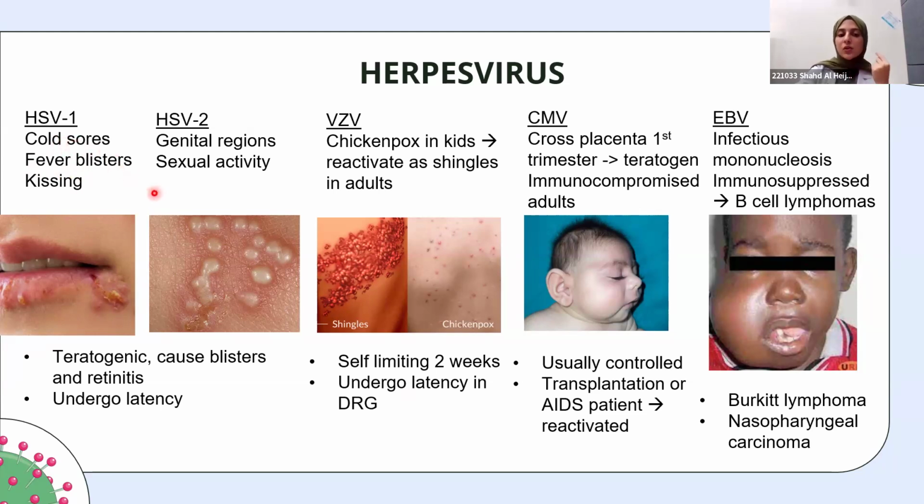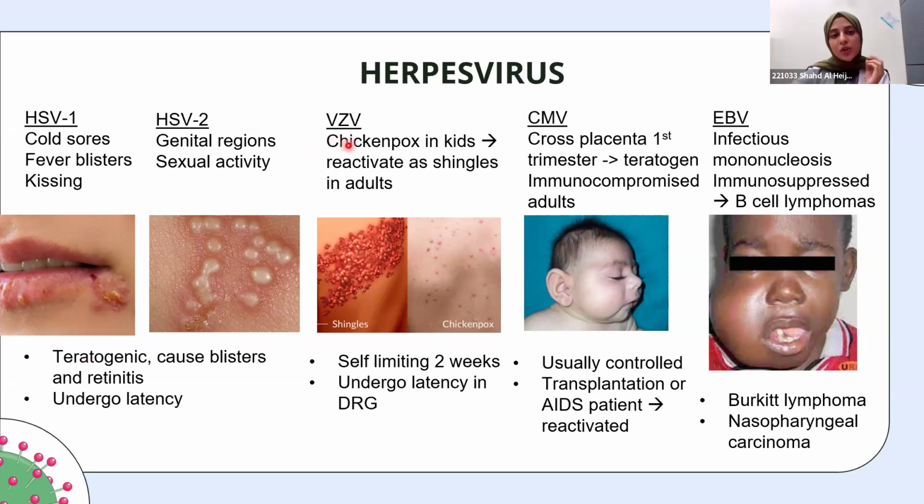HSV2, on the other hand, is through sexual activity or intercourse, and it will cause genital lesions. Those lesions, as you can see here, appear as vesicles, and this is caused by HSV2 in the genital region. Those can cause blisters, they can cause retinitis in the eyes, and they can undergo latency, and they're teratogenic. Remember we said teratogenic means it will affect the fetus development if the fetus acquires this infection.